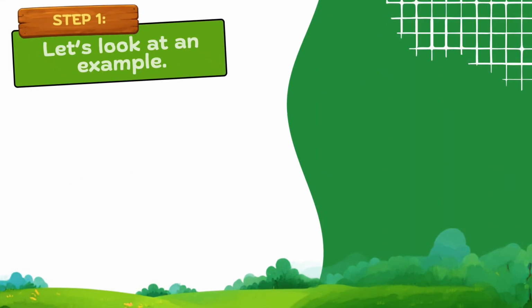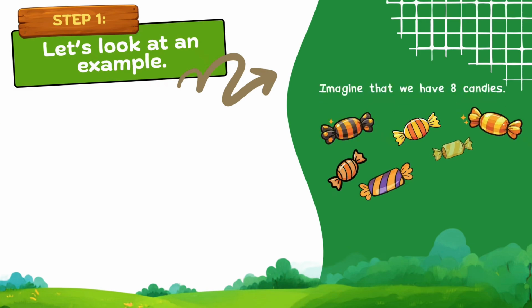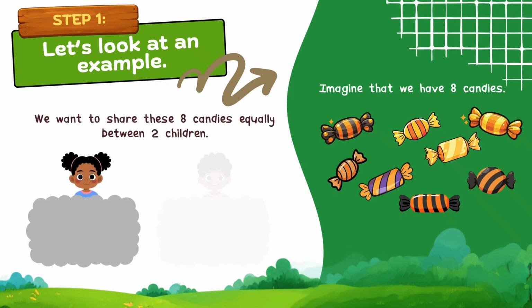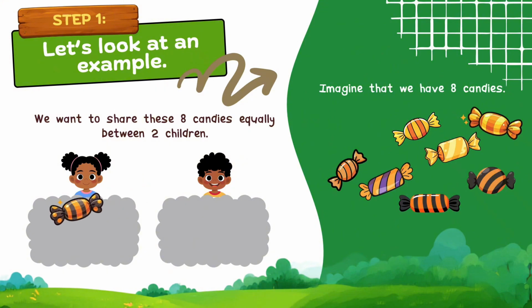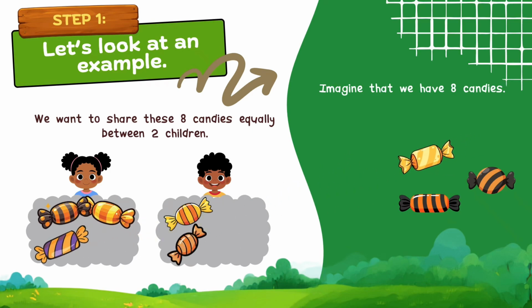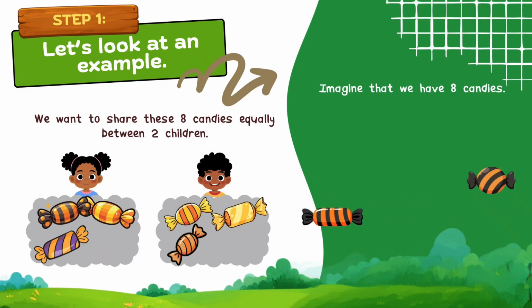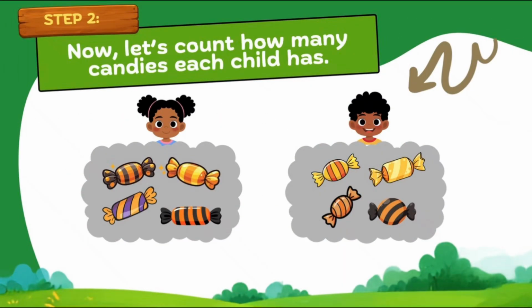Step 1. Let's look at an example. Imagine that we have 8 candies. We want to share these 8 candies equally between 2 children. 1, 2, 3, 4, 5, 6, 7, 8.